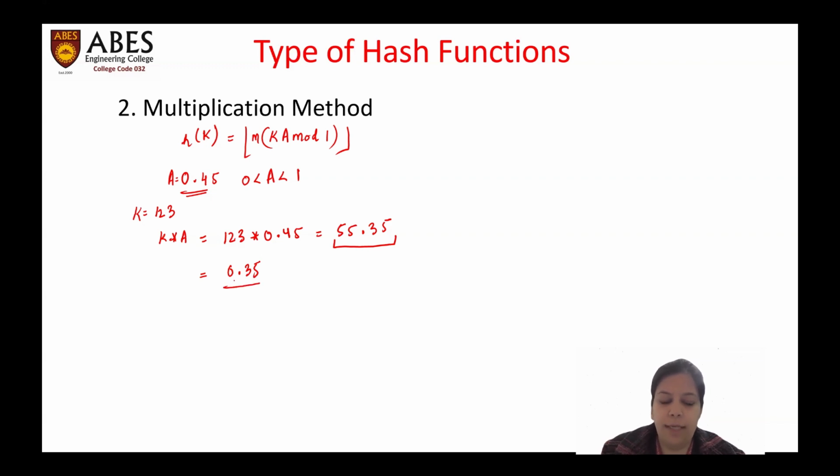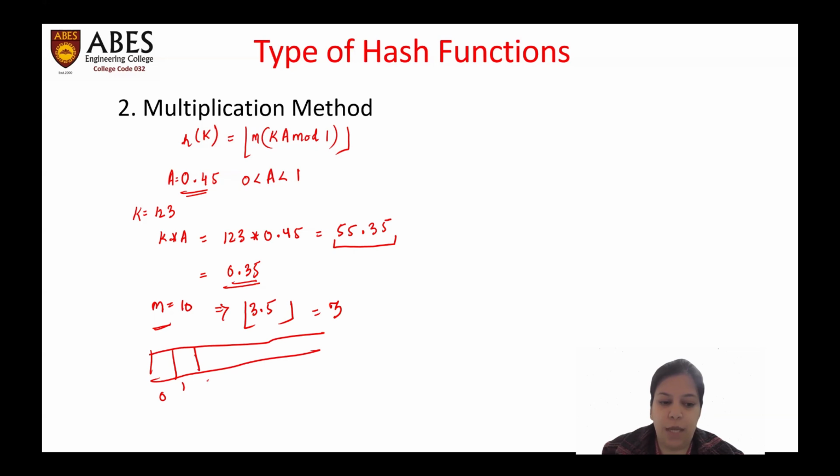Afterwards, we have to multiply this with the table size. Now suppose the table size is 10. If the value of m is 10, we are going to multiply this 0.35 with 10, and here we will get 3.5, and then we are going to floor this value. So we will get 3. So in this case, 123 will be mapped in a hash table of size 10, which will have the blocks from 0 to 9. This will be mapped at the third index. This is how we are going to compute the hash value for any key using the multiplication method.